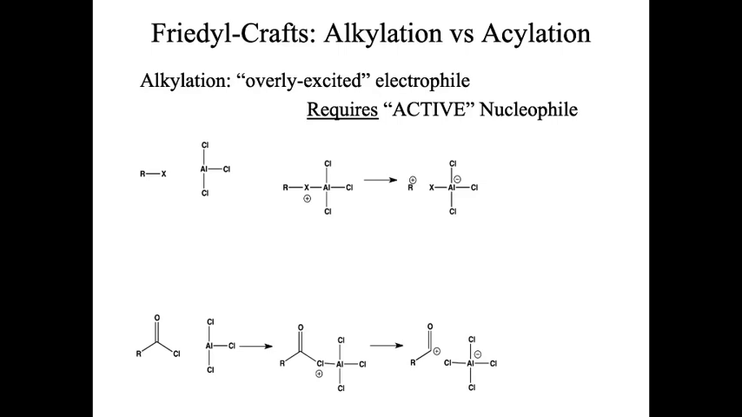In the case of the acylation, that electrophile is much more stabilized, which means it exists for a longer period of time. Because it exists for a longer period of time, we increase the chances that our nucleophile can come in and interact with it. So our acylation forms a more stable electrophile, which gives us enough time to react with the nucleophile regardless of its level of activity.